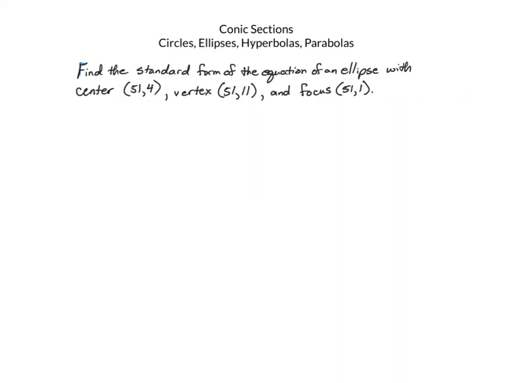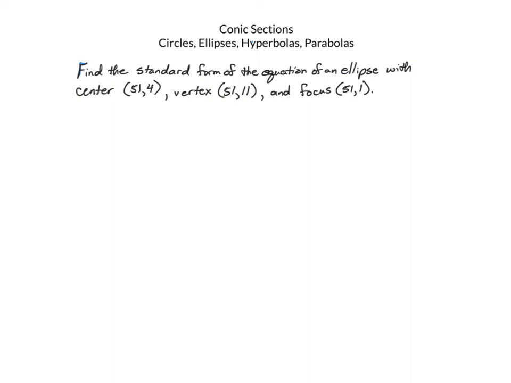Let's do one final problem. This time we're going to find the equation of a conic section. We're going to find the standard form of the equation of an ellipse with center (51, 4), vertex (51, 11), and focus (51, 1). Now notice I just gave you one vertex, and of course we have two vertices for an ellipse. Similarly, I gave you one focus, and we know there is another focus, but this is enough information for us to be able to come up with the equation.